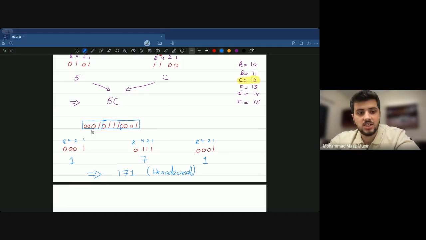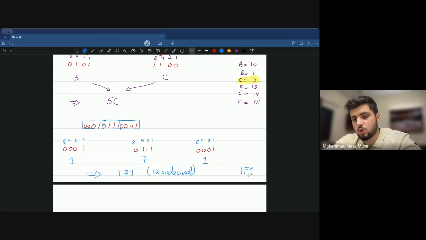Now, if I were to change the scenario a bit, and let's say I have a one up here too, then this would have been 8 plus 4 plus 2 plus 1, which is basically 15. So rather than having this 7, it would have been like 1F1. There is a possibility the answer would have been like that if we had a one up here, but we don't, so let's ignore that.